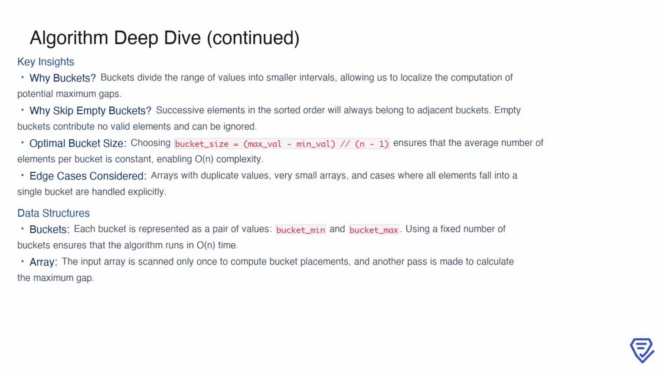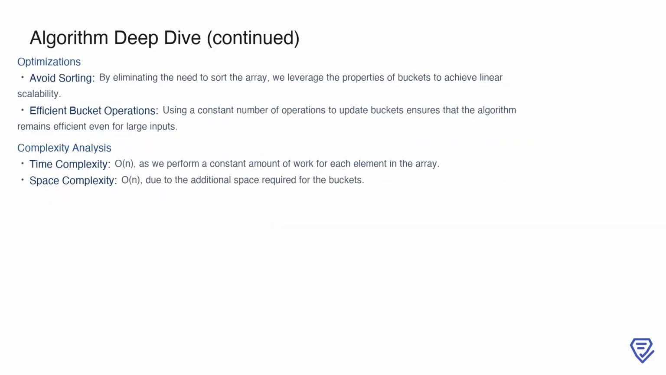Finally, the buckets themselves are simple data structures, each storing just two values, bucket_min and bucket_max. By scanning the array once for bucket placement and performing a second pass to calculate the maximum gap, the algorithm achieves both simplicity and efficiency. This algorithm is optimized to avoid sorting altogether by leveraging the properties of buckets to achieve linear scalability. The bucket operations themselves are efficient because each element is processed with a constant number of operations. This ensures that the algorithm remains performant even for very large inputs.